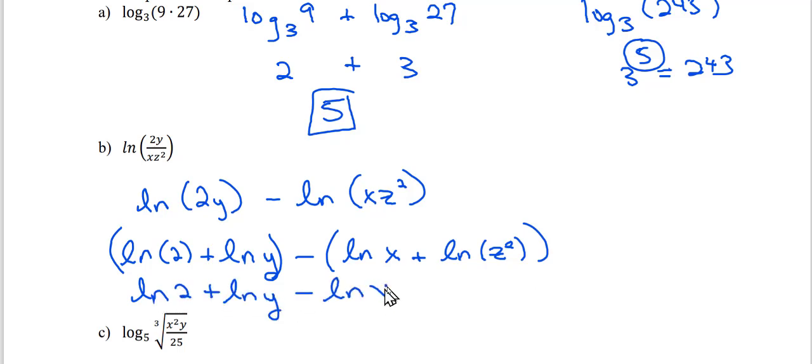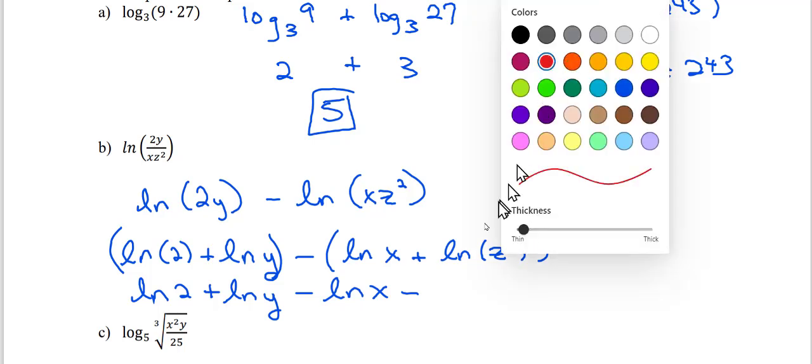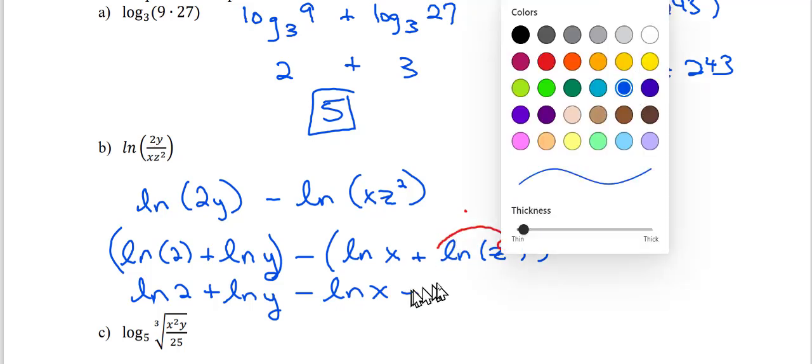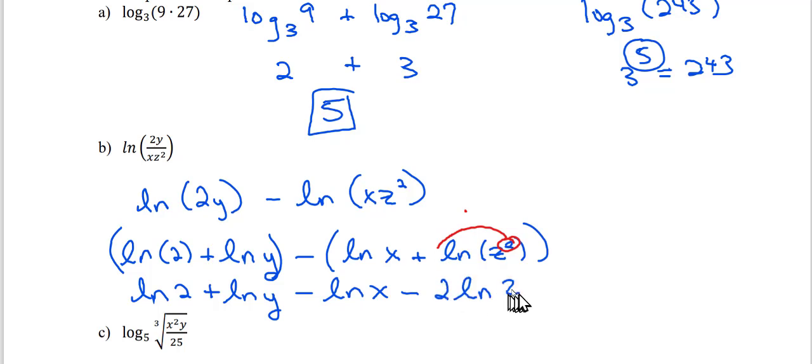I'm going to distribute the negative. I'm also at the same time going to recognize that this 2 right here can be brought in front as a coefficient of that log of z using the power rule. So now I have fully expanded this original natural log that I started with.